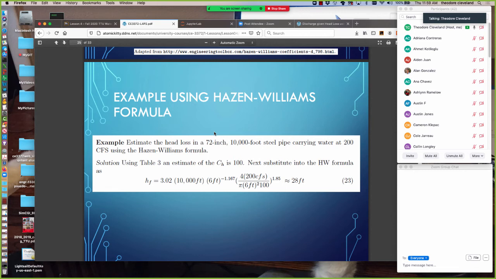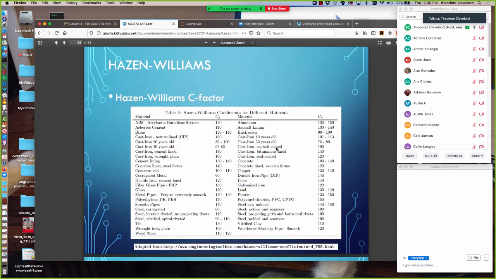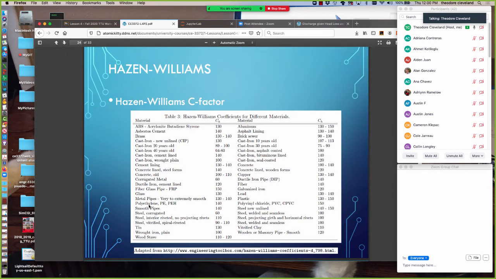So here's a simple example incorporating it. Estimate the head loss in a 72-inch, 10,000 foot long steel pipe carrying water at 200 cubic feet per second using the Hazen and Williams formula. So we would look at steel, and let's see if we have steel in here.